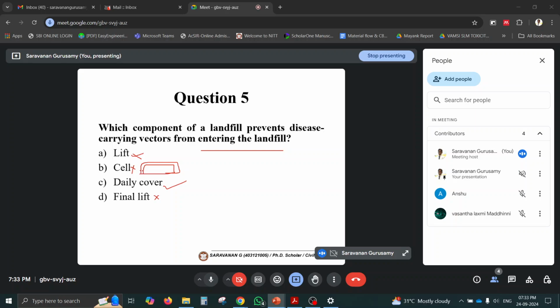So daily cover is the one which will protect the solid waste in the cell, and it will protect from disease causing vectors. So it won't enter into the solid waste and it won't create any problem. Daily cover is the answer. Okay.